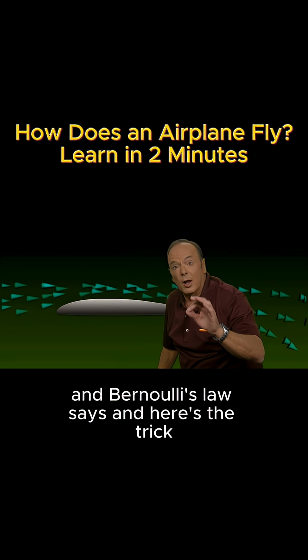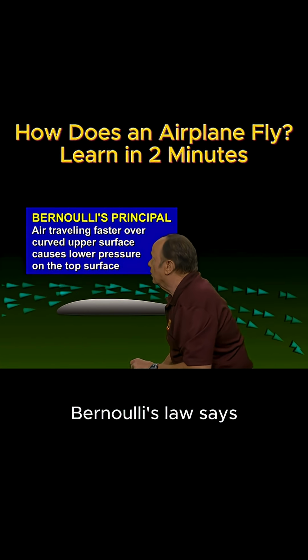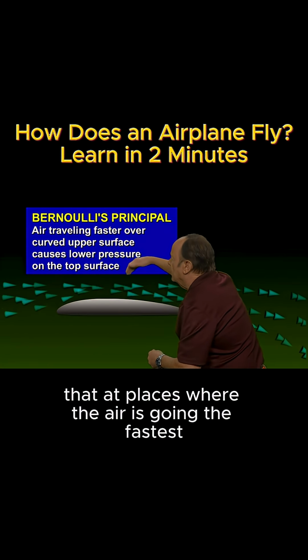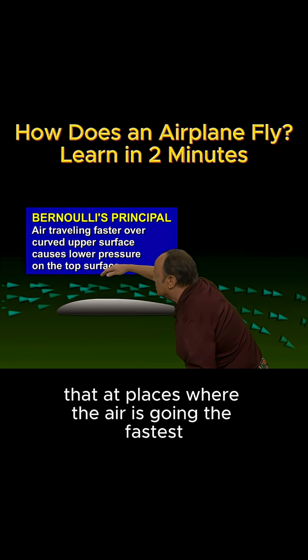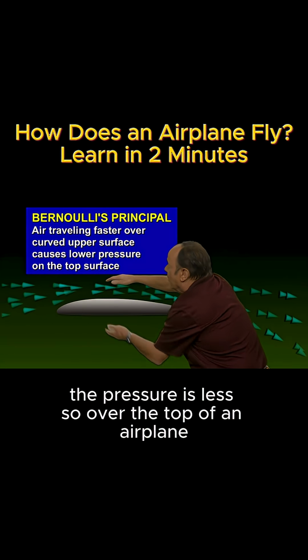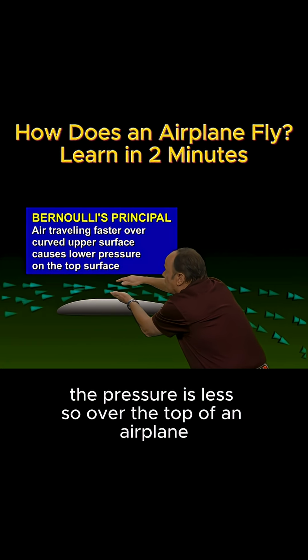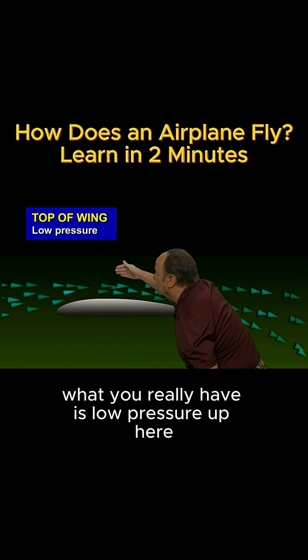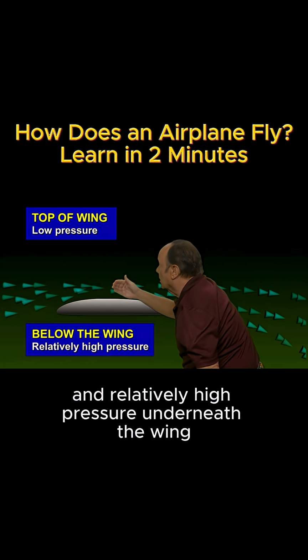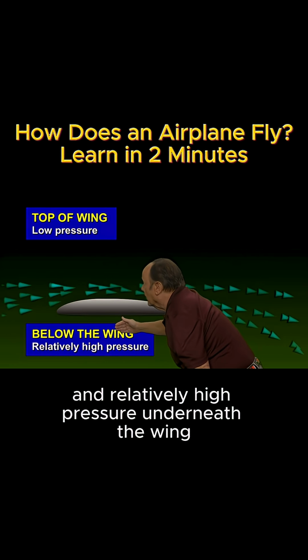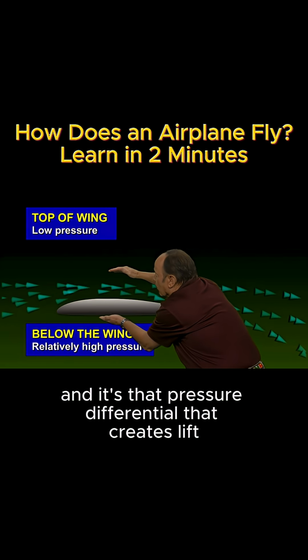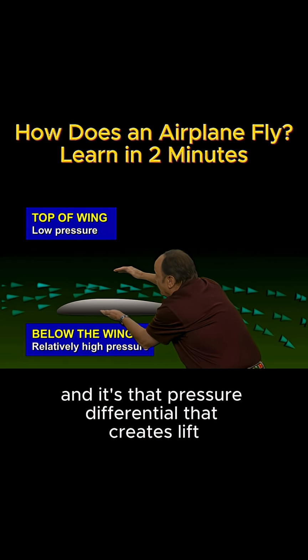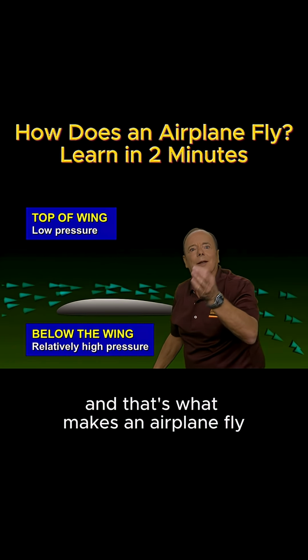And Bernoulli's law says, and here's the trick, that at places where the air is going the fastest over the top of the wing, the curved part of the wing, the pressure is less. So over the top of an airplane, what you really have is low pressure over the top of the wing and relatively high pressure underneath the wing. And it's that pressure differential that creates lift, and that's what makes an airplane fly.